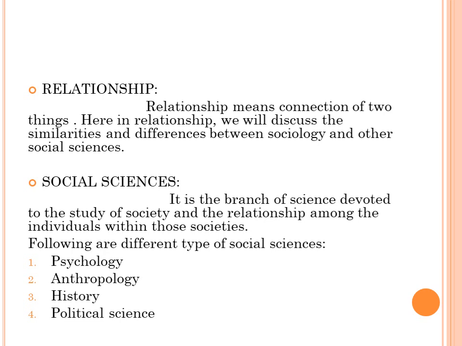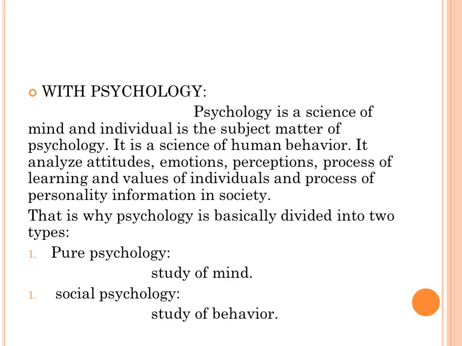What are social sciences? It is the branch of science devoted to the study of society and the relationship among the individuals within those societies. There are different types of social sciences. Among those, we will discuss the relationship of sociology only with psychology, anthropology, history, and political science. Let's first discuss the relationship of sociology with psychology.